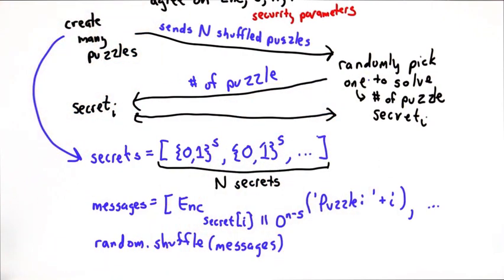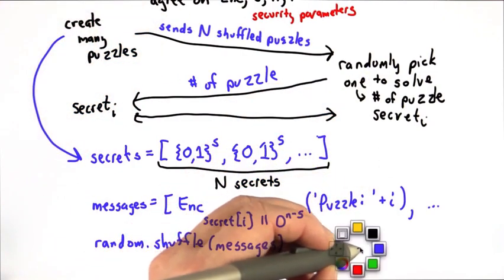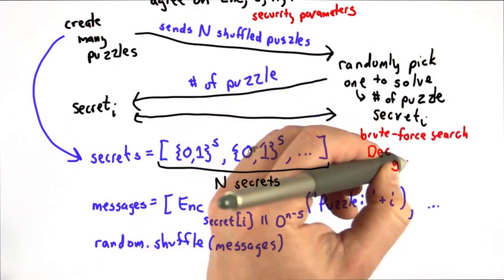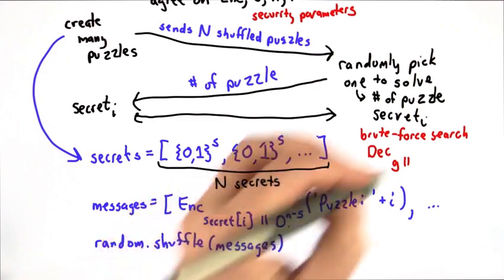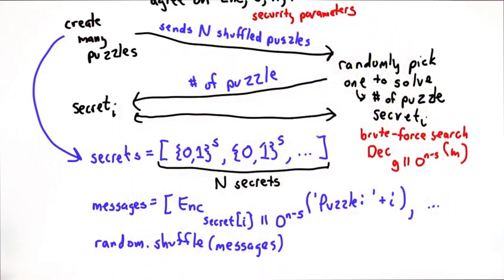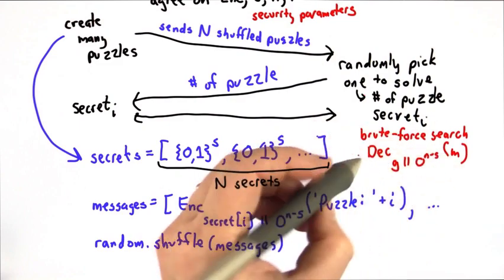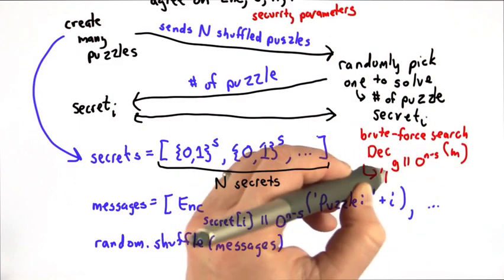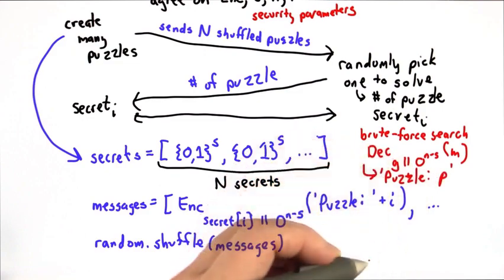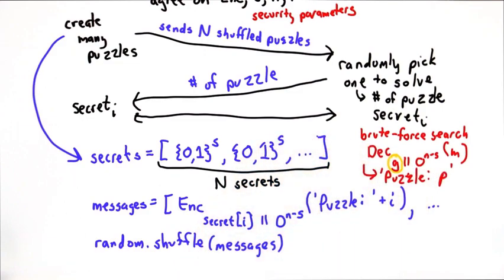Bob randomly picks one of those, then does a brute force key search, where Bob is trying to decrypt the message that Bob randomly selected from those puzzles using a guessed key concatenated with n minus s zeros. Eventually, he's going to find one of these decrypts to puzzle followed by a number. At this point, Bob knows the guess, so he knows the secret that was used for that, and he knows the puzzle number.